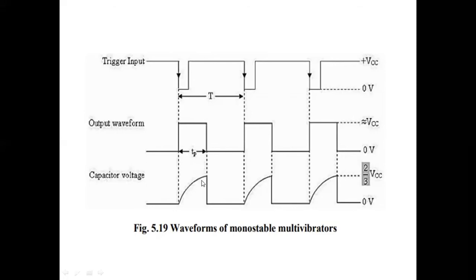Depending on the capacitor charging and discharging, we can get the output wave. When the capacitor charges, output will be high. When the capacitor discharges, that means when the capacitor drops to 0, then the output will be low. The pulse duration of the output waveform is represented as Tp. The capacitor charges until 2 by 3 VCC. Whenever it crosses, the flip-flop resets, so the output will be 0. This is the charging path of the capacitor, and this is the sudden drop of capacitor voltage.